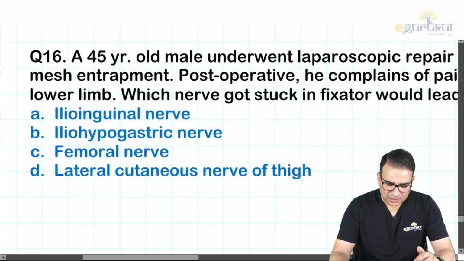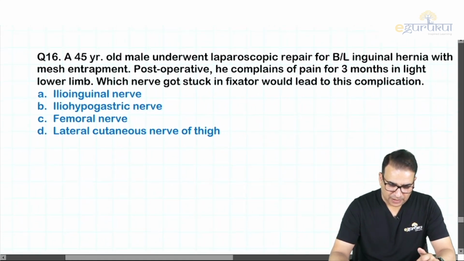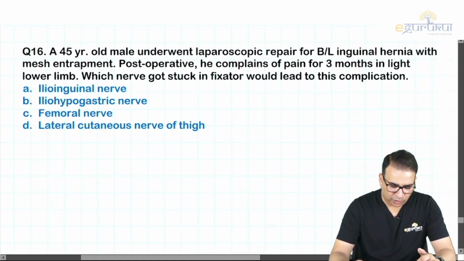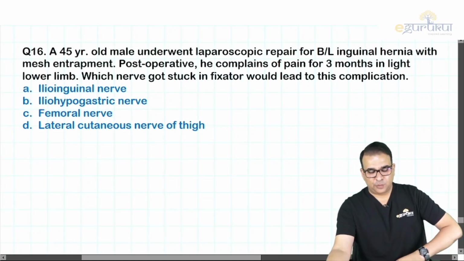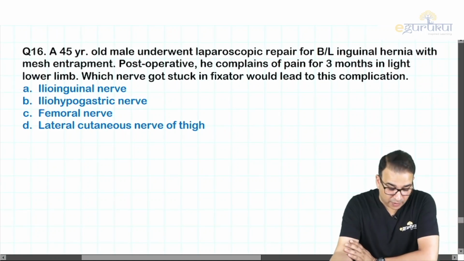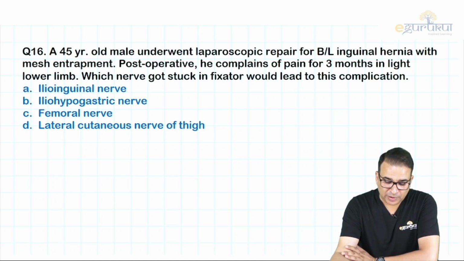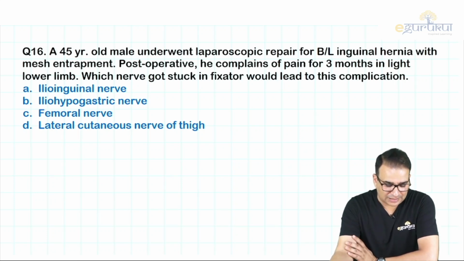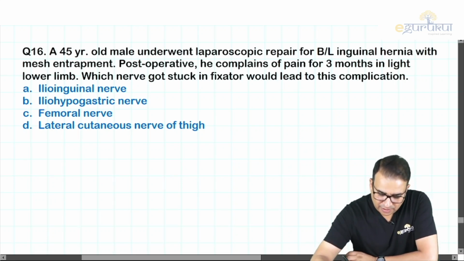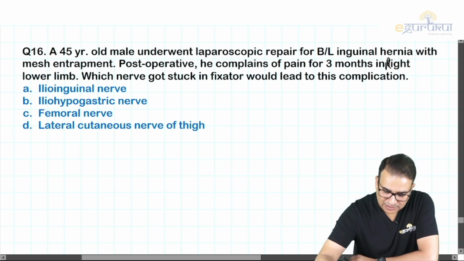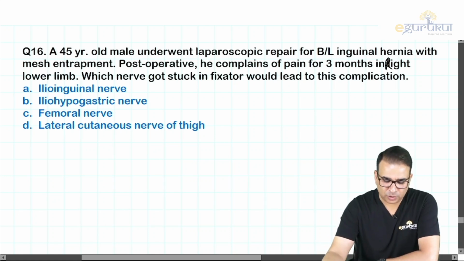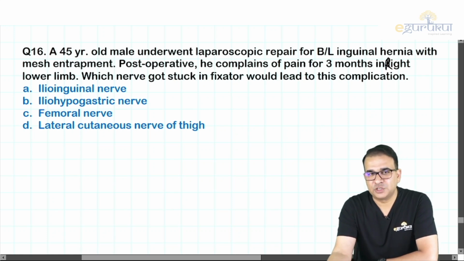Well, quickly moving on to the next question, guys. Question number 16 says, a 45-year-old male underwent laparoscopic hernia repair for bilateral inguinal hernia with mesh entrapment. Post-operatively, he complains of pain for 3 months in the right lower limb. Which nerve got stuck in the fixator that would lead to this complication here?